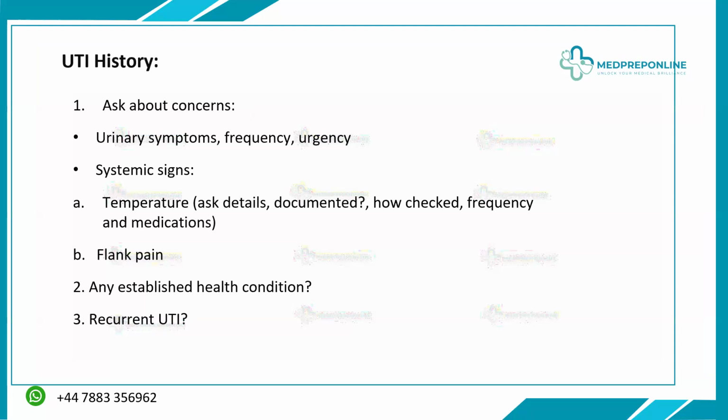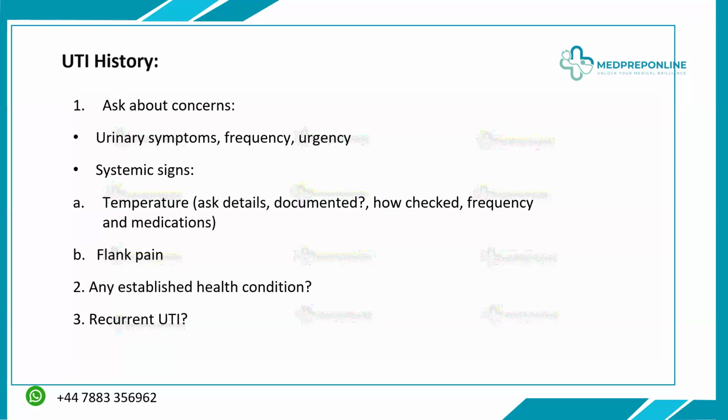So now we will focus on the UTI history. For the UTI, the child can have a scenario of lower UTI, which we call cystitis, or upper UTI, which we call pyelonephritis. So you have to ask about the urinary symptoms, any frequency or urgency. A mom would actually explain increased frequency or urgency.